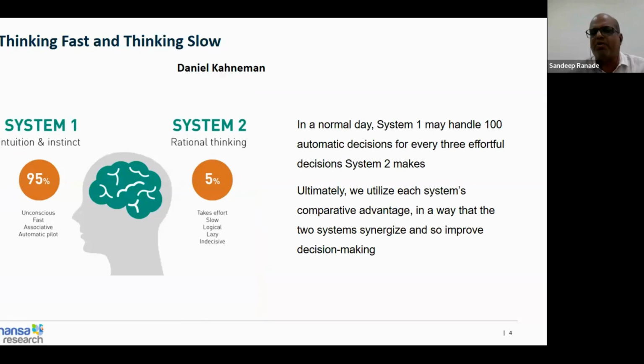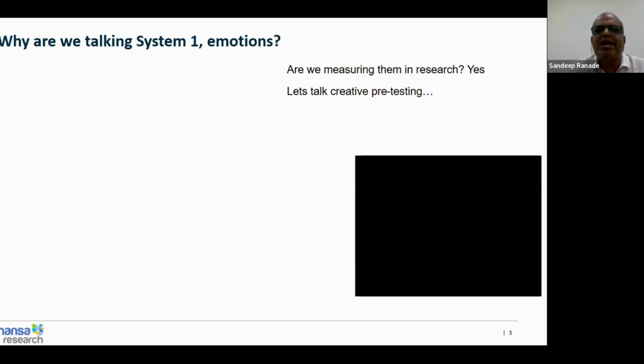Now, why am I talking about all this in a maximizing ROI seminar would be the question that you are asking. The question I am asking is, as things are very dynamic and changing, are we measuring these emotions or system 1 responses in the research that we do, or the consumer insights that the marketing teams seek, whether it is customer experience, advertising content, or packaging testing?